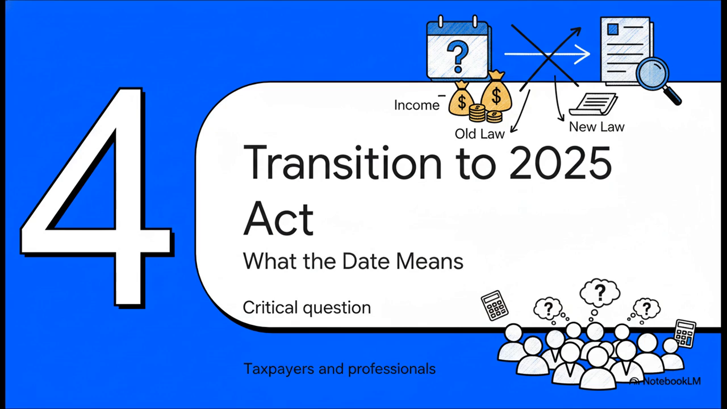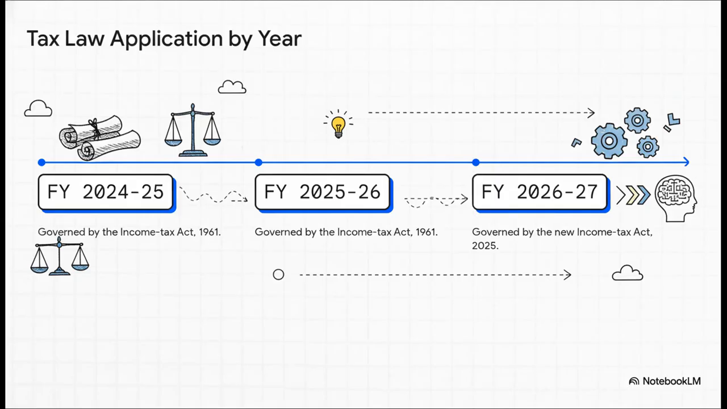But what does this mean in practice? This is where the rubber meets the road. Which year's income gets taxed under which law? This is probably the most critical question for every single taxpayer and professional out there. This timeline makes it crystal clear.